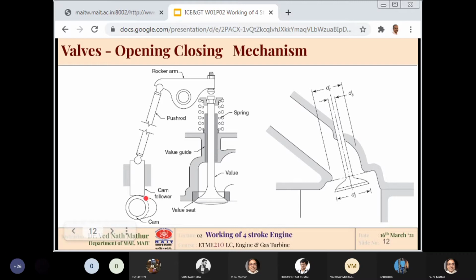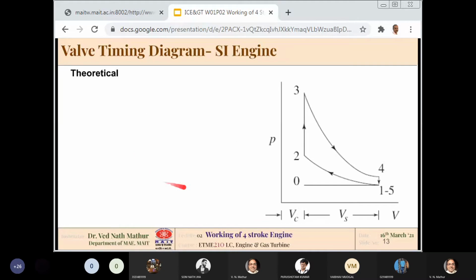Now you can see that when this lobe moves and this follower comes in contact with this point, then during this entire duration of rotation of this cam, the follower moves, reaches the top position, and then it comes down. So it takes some time for opening and closing of the valve. This is a theoretical diagram.